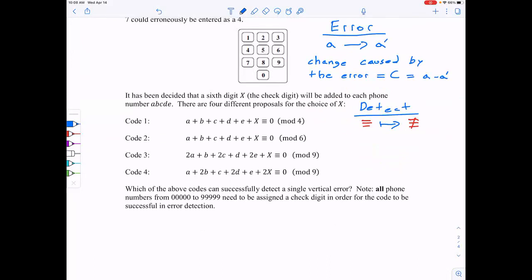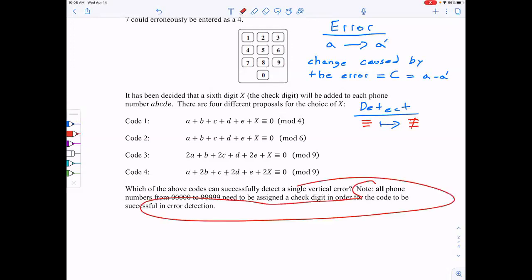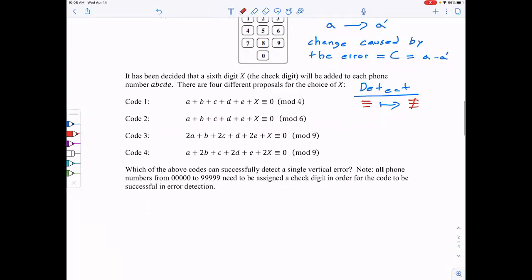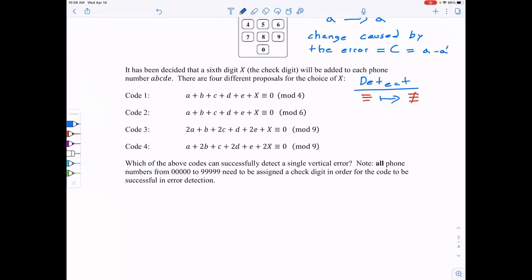So which of the above codes are successful? And there's a little note here. Let's just read it in detail. It says, note, all phone numbers from 000 to 999 need to be assigned a check digit in order for the code to be successful in error detection. Okay, so we'll come back to that note, that all of the X values here need to be legitimate, and we need to assign them to all of the phone numbers.